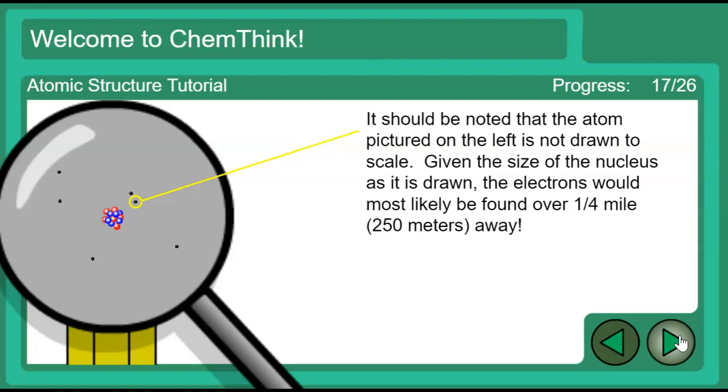Given the size of the nucleus, as it is drawn, the electrons would most likely be over a quarter mile away. Is that crazy? So the scale of this is way, way off, but what it does is it shows us sort of a mini roadmap of what we would expect the atom to look like.